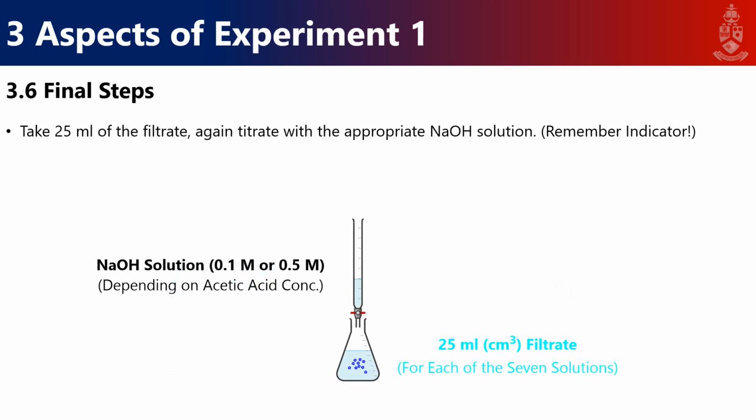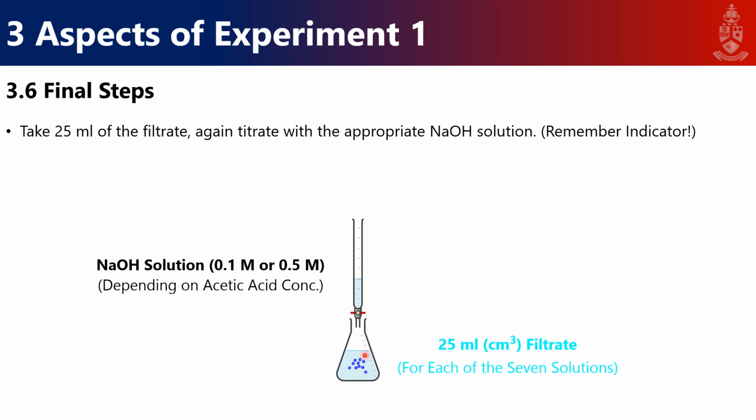Okay. And your final step is to determine the concentration of the acetic acid that's left in your flask. So take 25 milliliters of the filtrate, and you're going to titrate that with the appropriate NaOH, or sodium hydroxide, solution. If you're looking at the higher concentration acetic acids which you started with, a good starting point would be the 0.5 molar. For lower concentrations, a good starting point would be the 0.1 molar standard solution. And of course, you use phenolphthalein as your indicator once again.